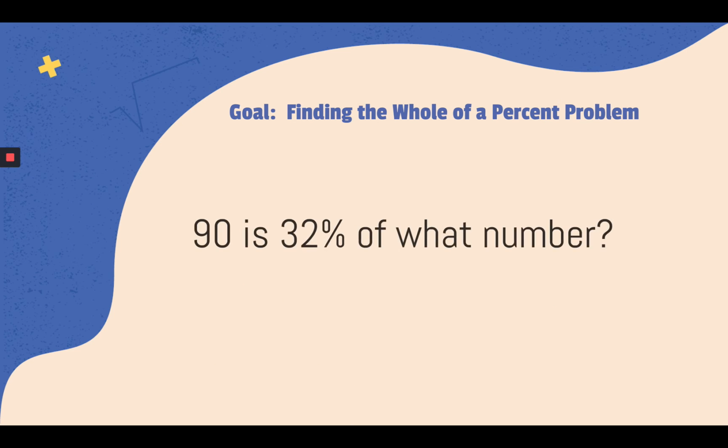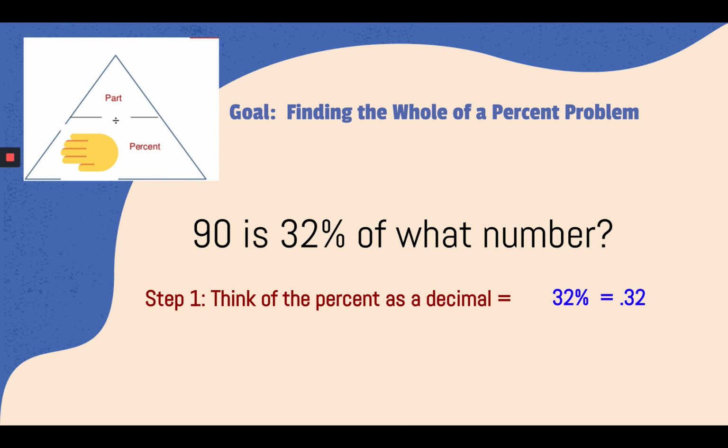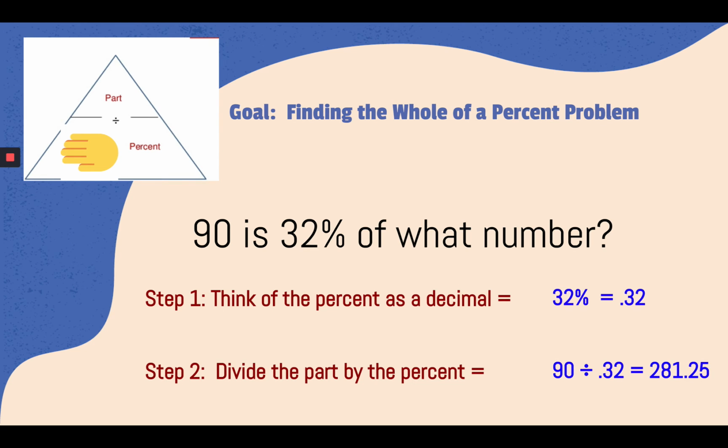Let's try another. 90 is 32% of what number? You're looking for the whole amount. So first, think of that percent as a decimal. 32% is 0.32. We're going to divide the part by the percent. 90 divided by 0.32 is 281.25, or 281 and 25 hundredths. Again, it was just part divided by percent. And you write the percent as a decimal.